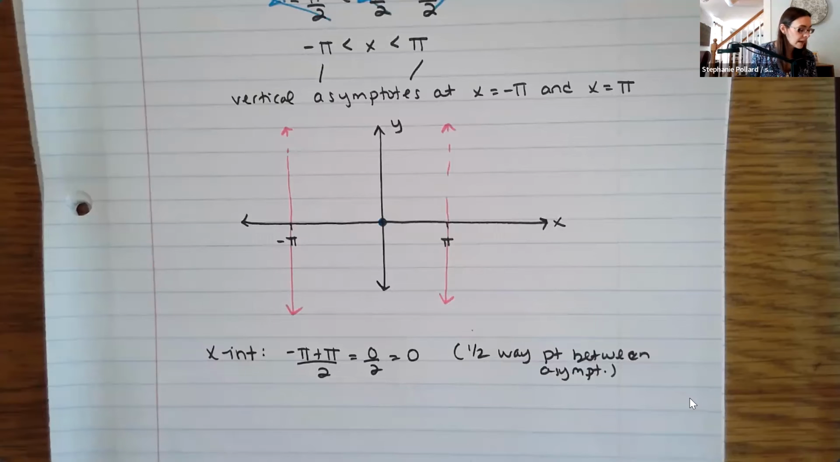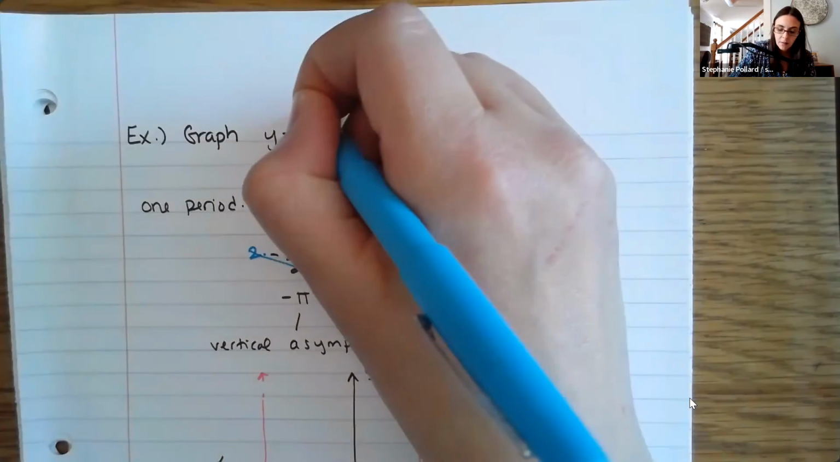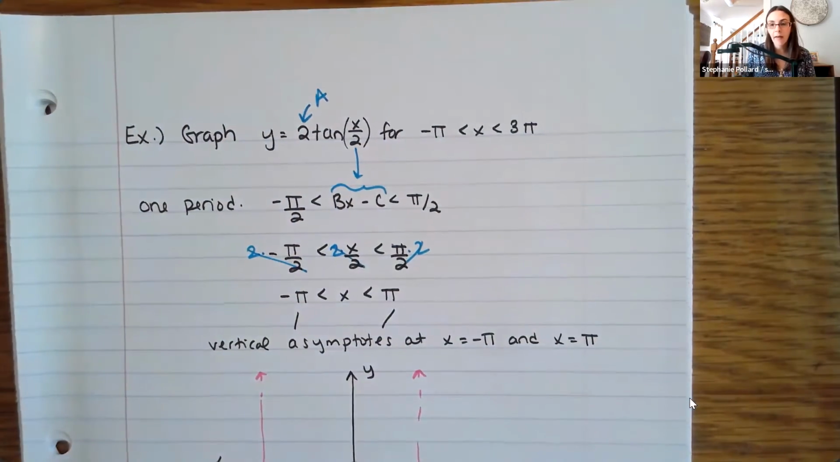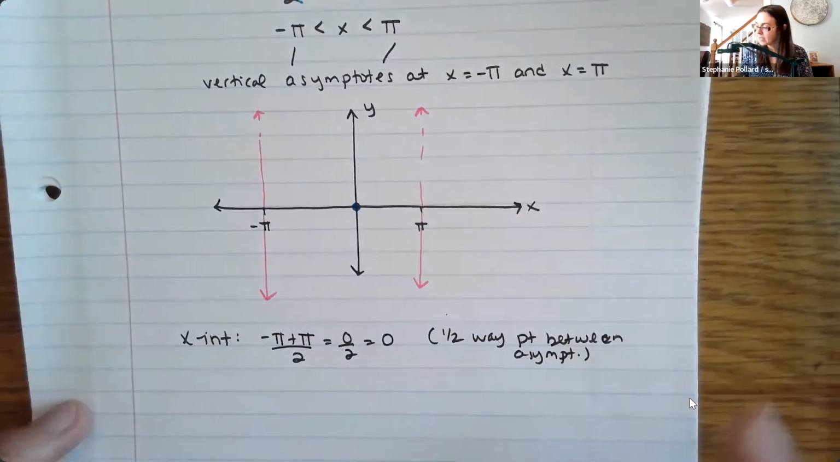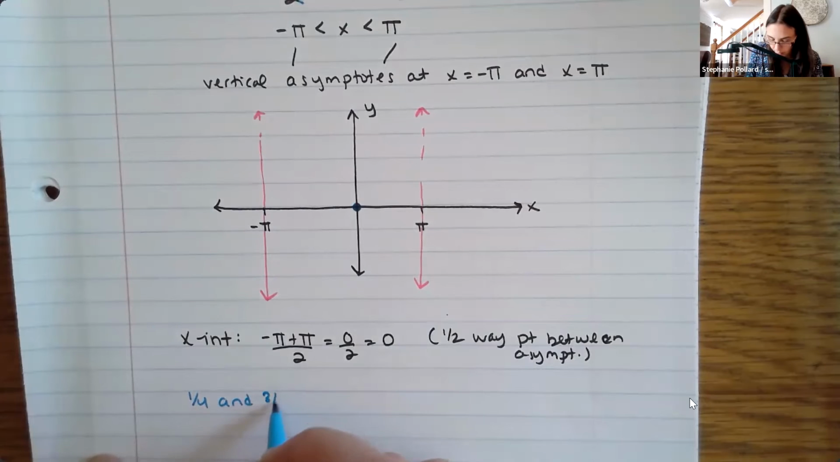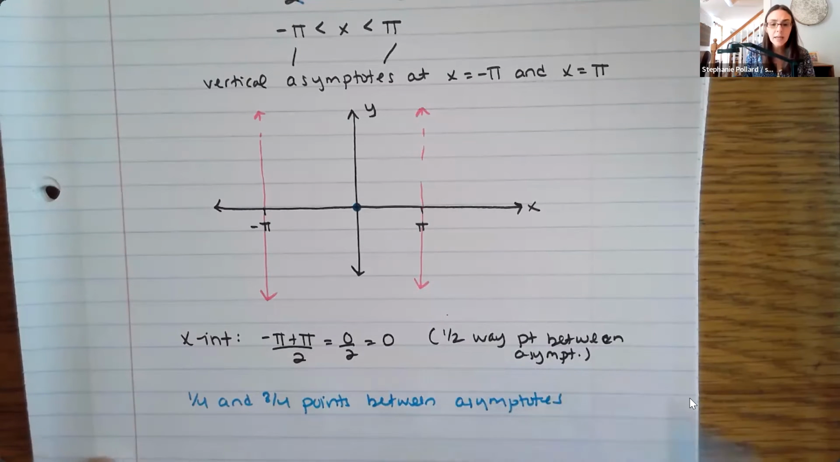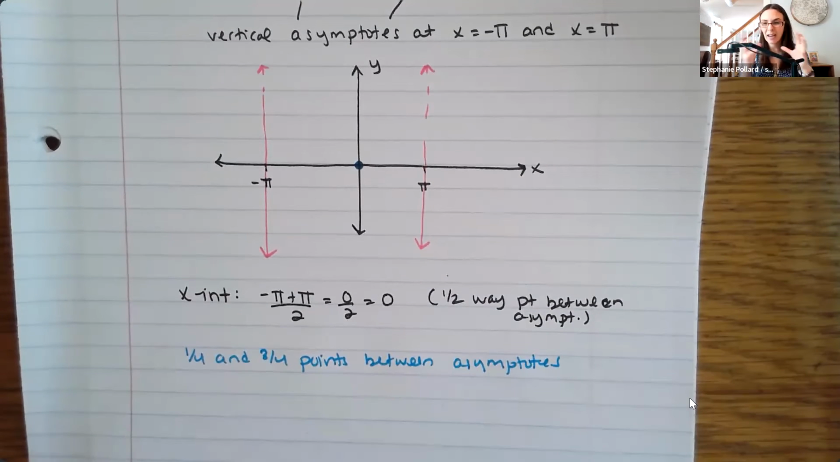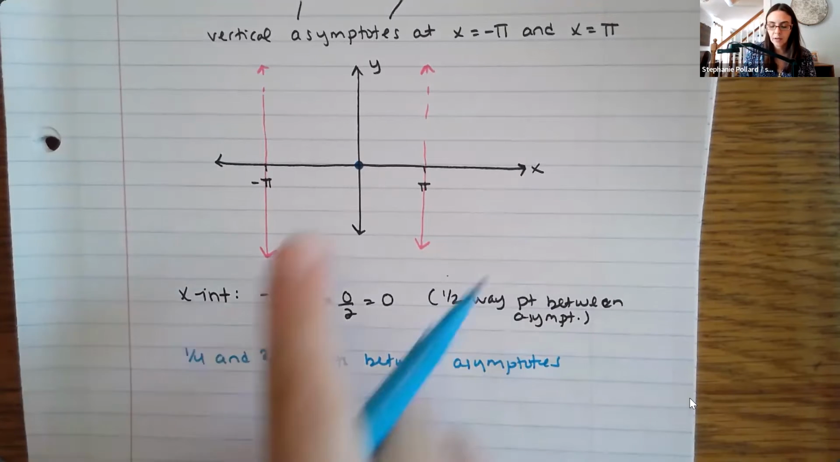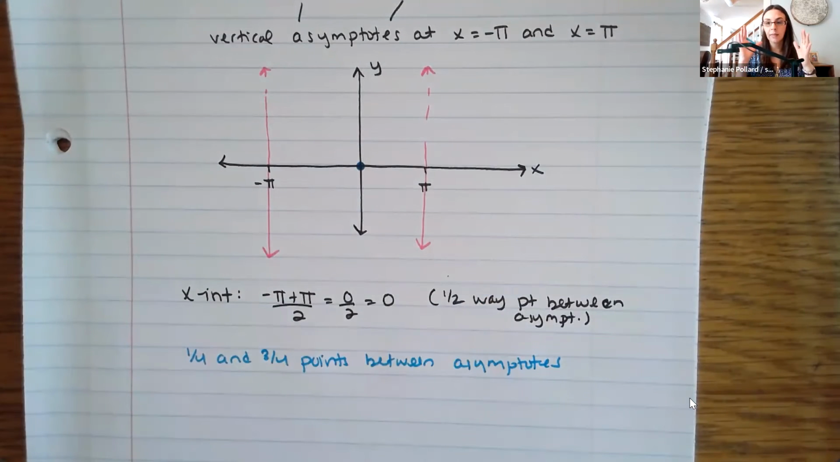The other values you may want to find are those a values, like we mentioned. Notice our a is 2. So I know the y value, but I need to know where the x value is. Those are your quarter and 3/4 points between the asymptotes. How can you find those? If you can figure it out visually, that's fine. You may be able to figure out that it's at negative pi over 2 and pi over 2, and that's okay. If you can't do it visually, think about halves.